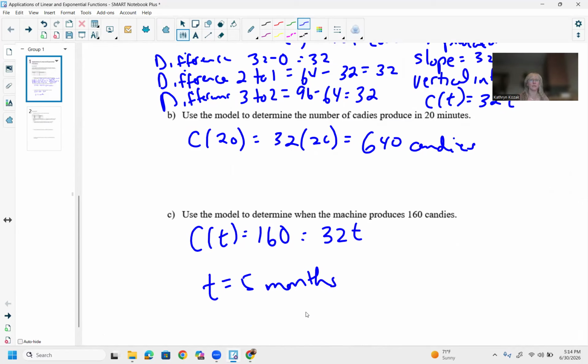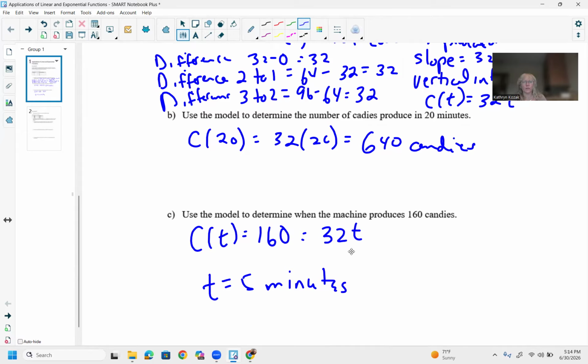I'm sorry, 5 minutes, not months. I was going to say 5 months would be really long, but 5 minutes, because that's what my time is in. So I put my 5 minutes, and this is why you always want to check these things and make sure that makes sense. So that's my answer.